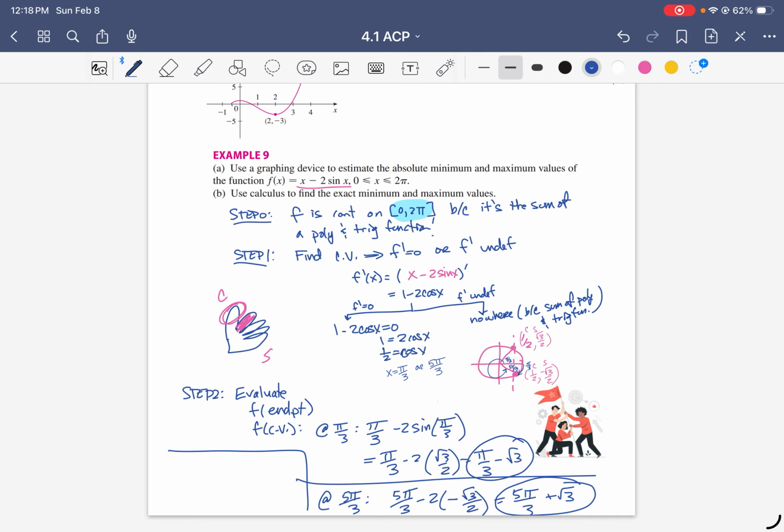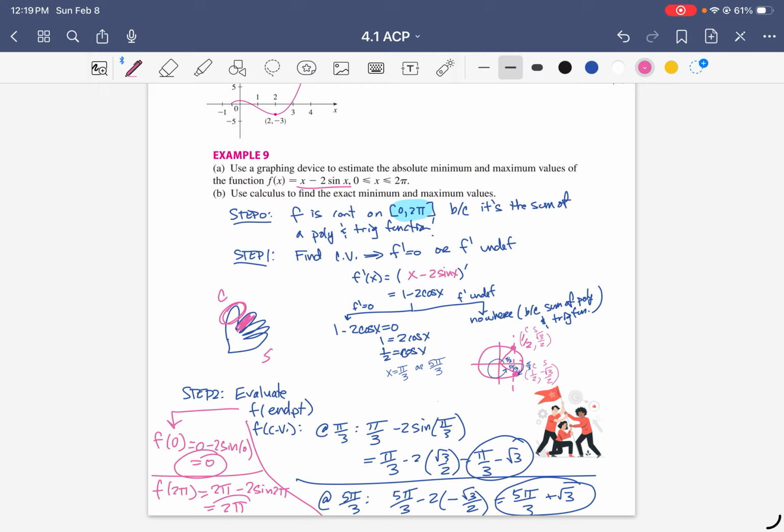Then I guess I need to find, I've done all that so far. That's f of the critical values. So then let me come over here and do f of the endpoints. I'm going to do f at 0 and f at 2 pi. So f at 0 is going to be 0 minus 2 times the sine of 0, which is going to be 0. And then if I do f of 2 pi, it's going to be 2 pi minus 2 sine of 2 pi. That sine of 2 pi is also going to be 0. So it's just going to be 2 pi.